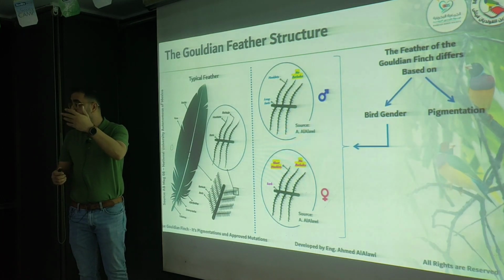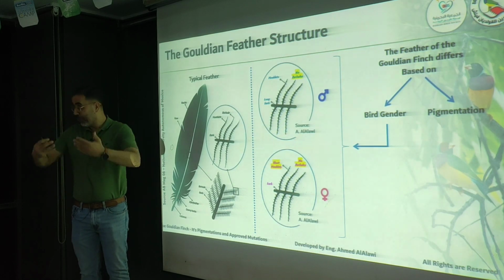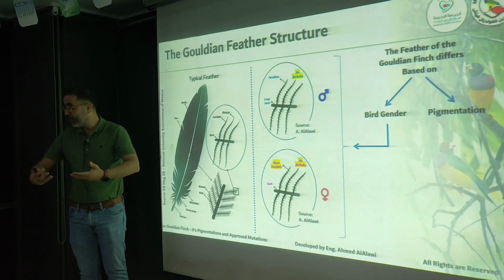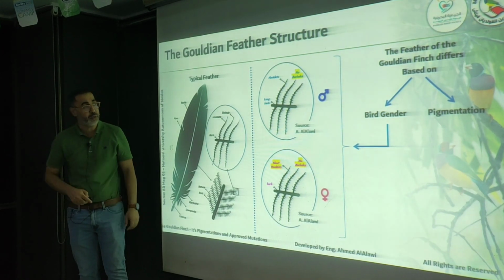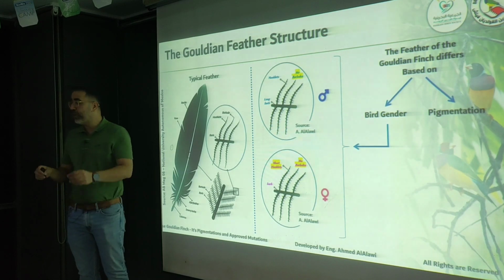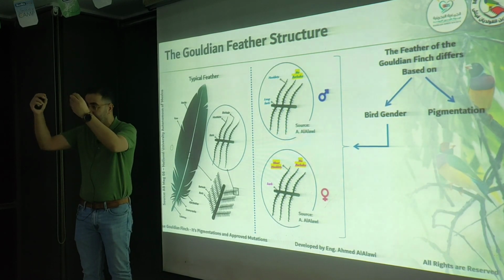A pigeon, for example, doesn't have it. He relies on the crop, right? So the crop will blow it up. So in Gouldian finches, it's about the feather itself, how it moves. Then also, if you look at the end, it does not have barbules. Barbules are small, like curls on the edge of the feather.